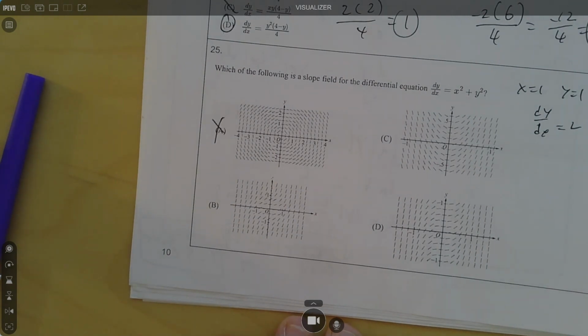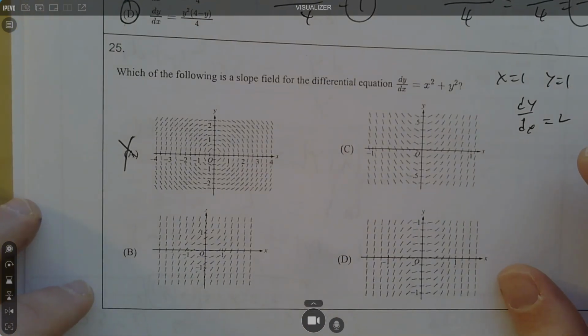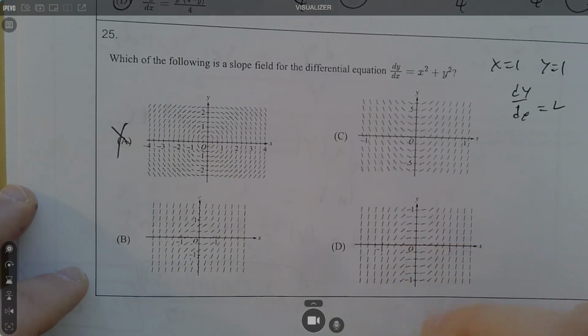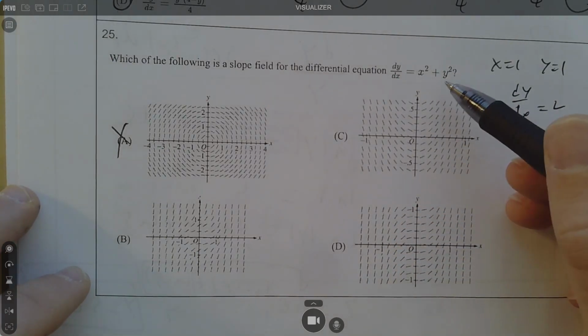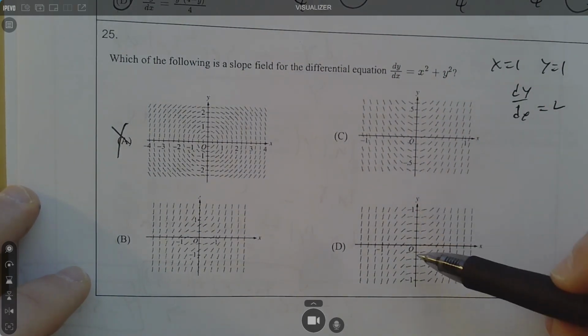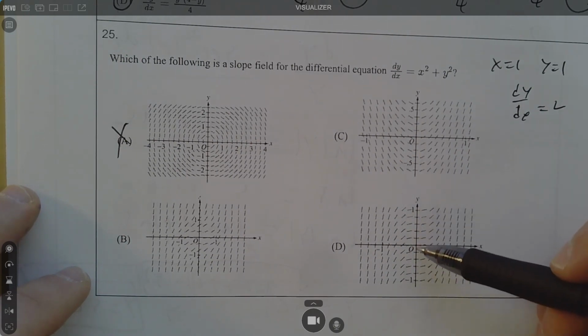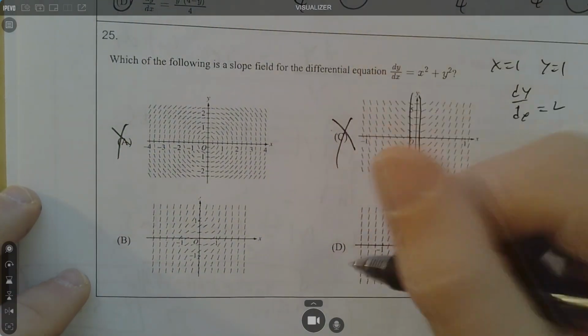Let's pick something else here. Something I notice is if you look at C and D, all of their vertical axis here, the x-axis, they're all horizontal, which would indicate that it should be always 0. But that's not true because if x is 0, sure, but if y goes up, I should have an increasing slope, right? And as y goes down, I should also have an increasing slope. So because of these weird zeros in the middle, these are out.